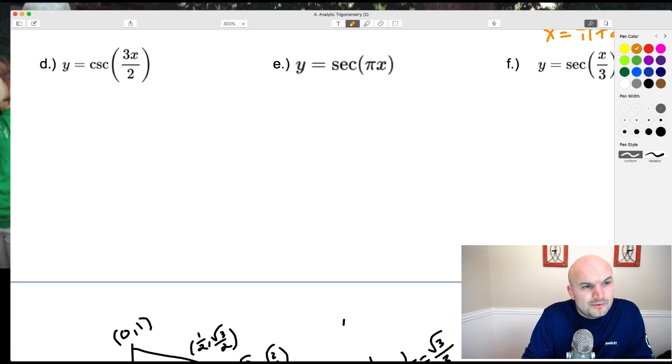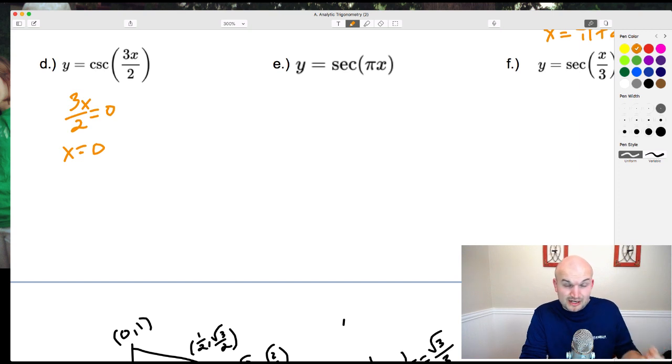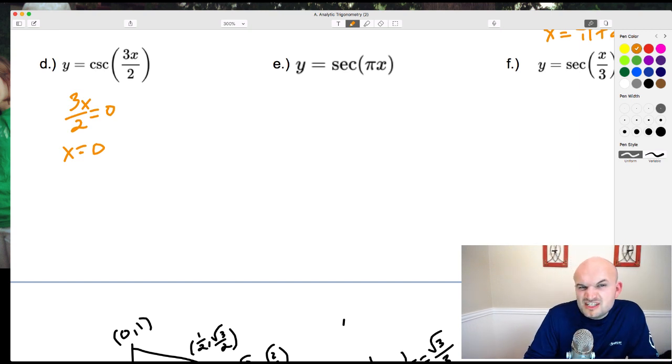Anyway, so we'll want to go ahead and set 3x divided by 2 equals 0. Okay. And then when we solve for x, we're obviously going to get x equals 0. But again, we want to figure out what the period is. We have to add the period divided by 2, right? Because the two asymptotes occur every period. So first, let's just figure out the period.